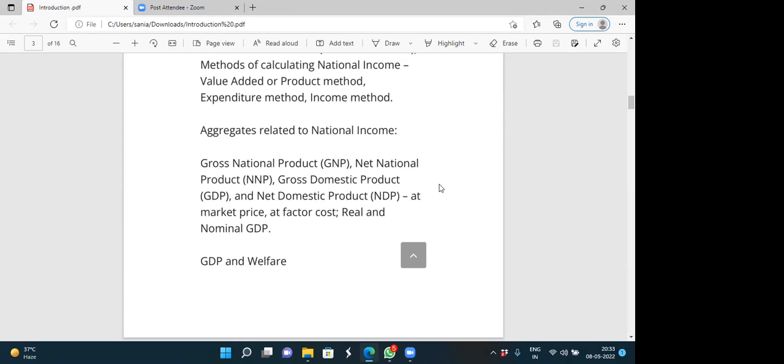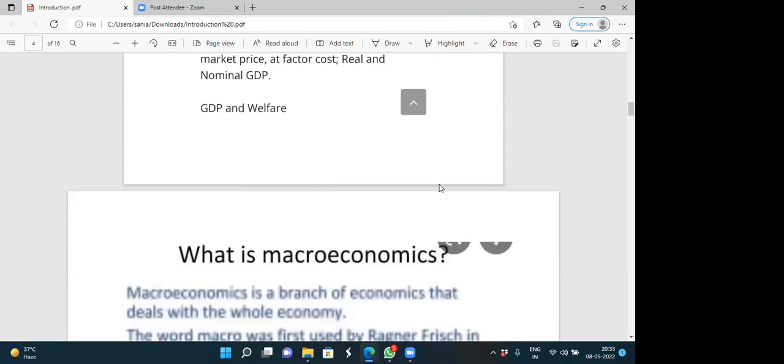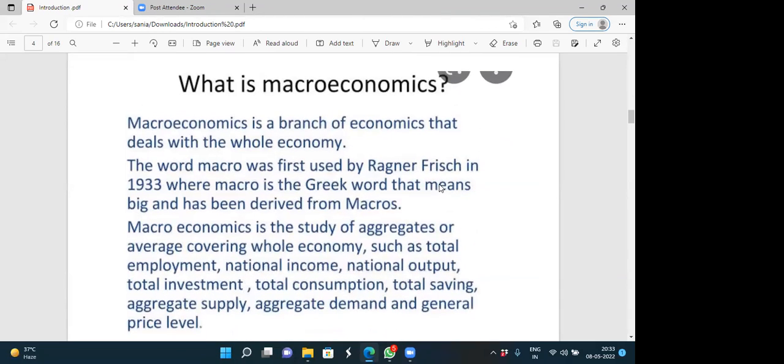When we compare boy and girl, it becomes easy: girls having long hair, boys having short hair, and something like that. So we will be comparing, but first we will be studying what is macroeconomics. So I'm giving you 1 minute to read the slide on your own. Whatever I have written, read it.